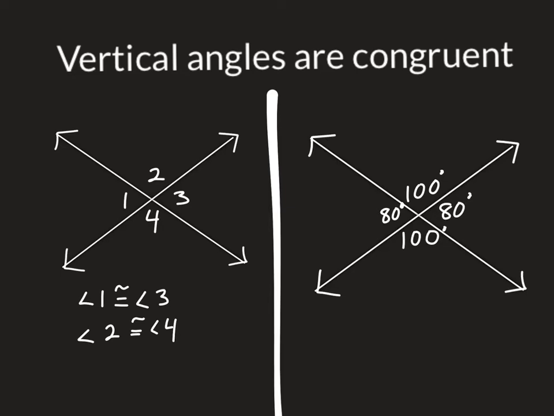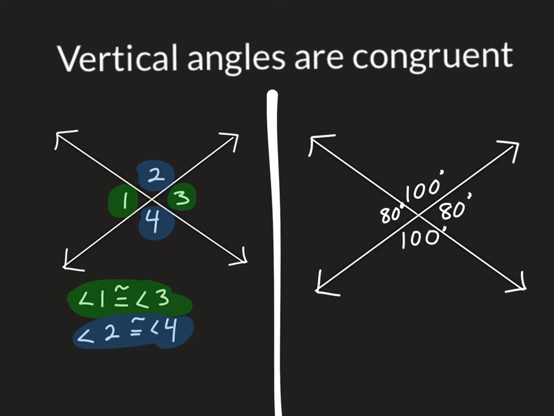Here's the vertical angles theorem. Vertical angles, or you might think of opposite angles, are congruent. So if I'm thinking in this left picture here, this is kind of the general. If I think of angle 1 and angle 3, those are opposite each other, and so angle 1 and angle 3 are going to be the same. And if I think of angle 2, well, what's opposite angle 2? Angle 4. And so angle 2 and angle 4 are going to be the same.